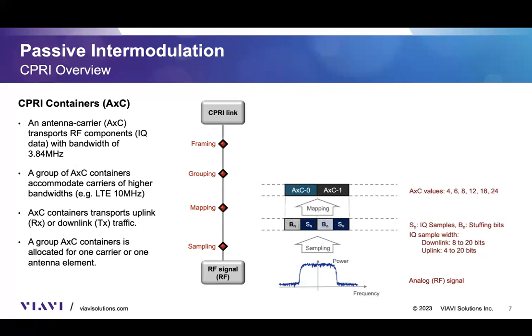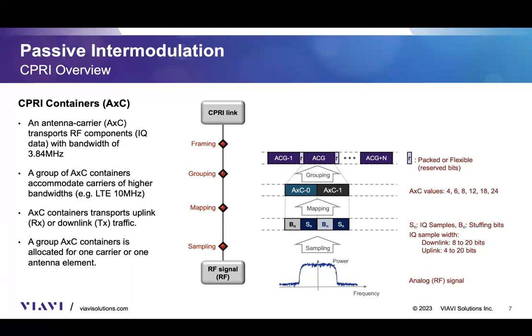So then we can map all these IQ sample bits, and we group them because the AXC containers can handle 3.5 megahertz. So we're carrying over 5, 10, 15, 20 megahertz carriers. We have to have multiple of these AXC containers. So we are grouping them. Now, let me just make one step backwards. So the AXC containers, as you can see the values, we have multiple values.